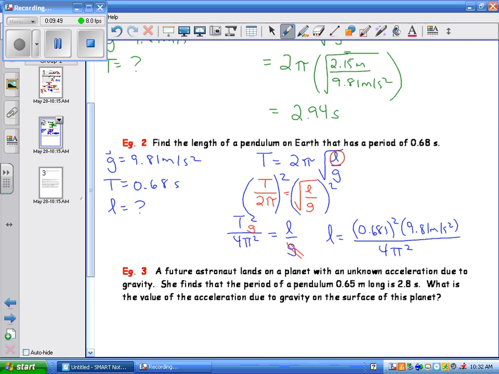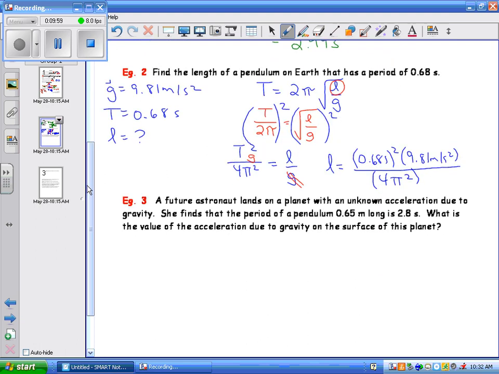The thing you want to be careful on your calculator here is that you put that 4 pi squared in brackets, because otherwise it'll divide by 4, then multiply everything by pi squared. And what you should get for your answer here is 0.11 meters. So please make sure you can get that as an answer before we go on to example 3. I'm going to plug right ahead, so if you haven't caught up at this point, please pause the video.